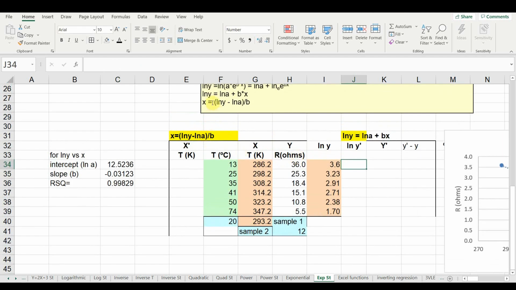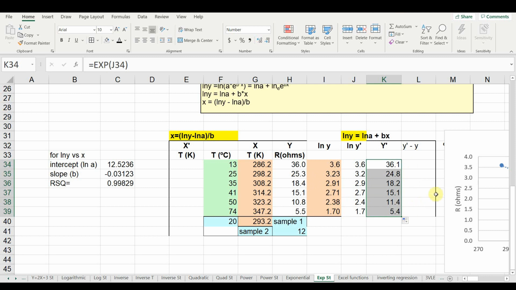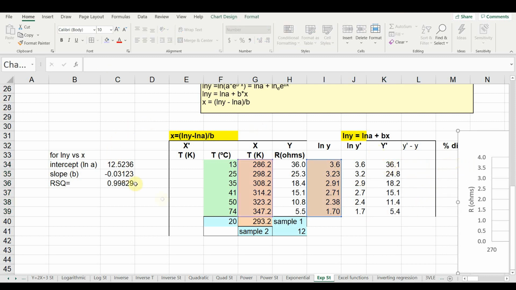Our equation is ln of y equals ln a plus b times x. So I'll put here equals. Now ln of a is a constant, so that'll be F4, plus our slope, which is also a constant, F4, times x. We can drag that down. Well, the ln of y forecasted looks like the ln of y measured value. That's a good indication. So the y values will be the exponent, that is e to the ln of y values. And those numbers look like the y values. I won't bother to fill in the y minus y prime, etc. We did that in the previous exercise, and we saw they were pretty good. Let's just finish this up.